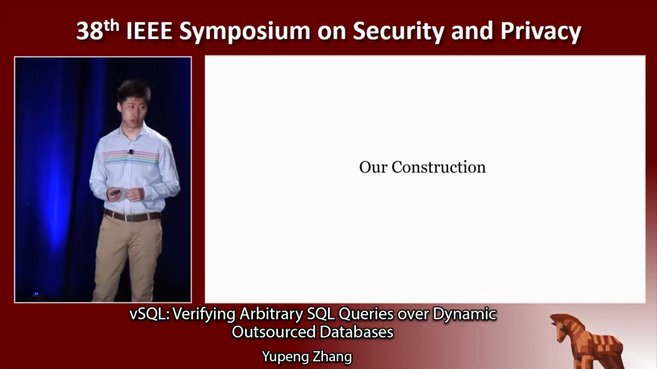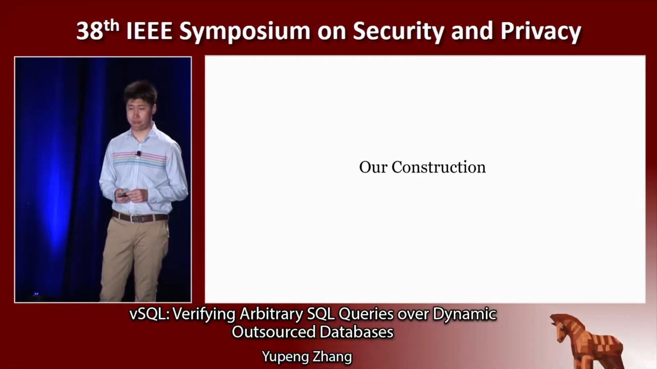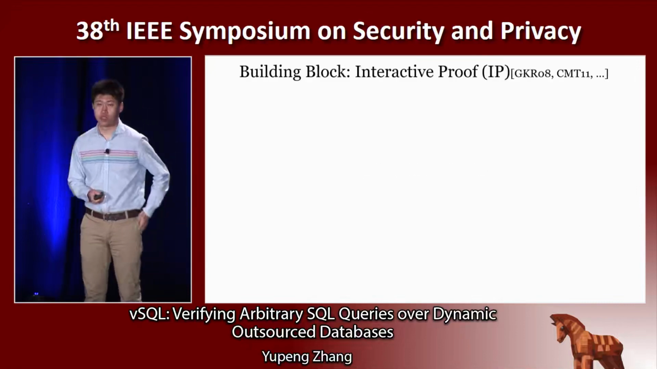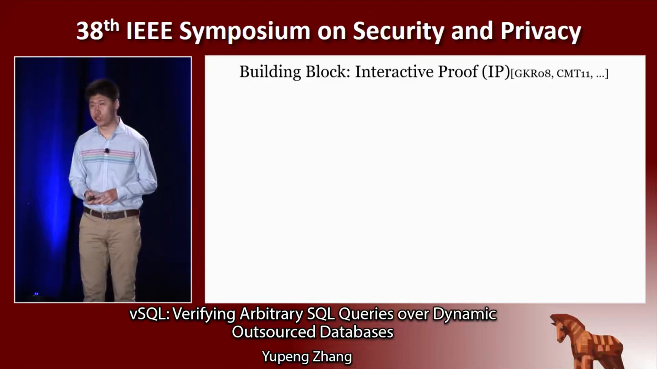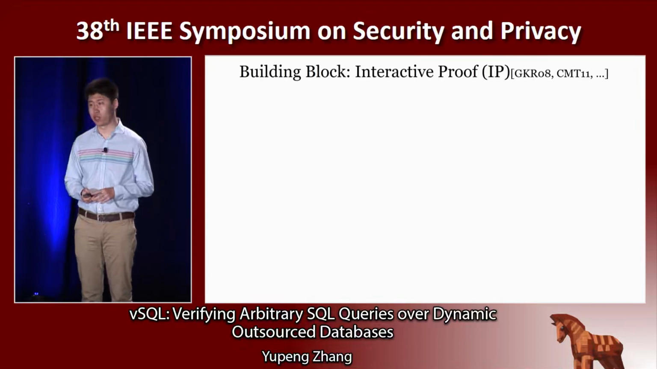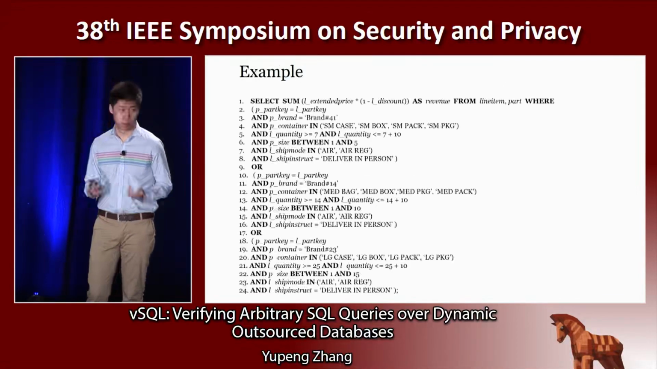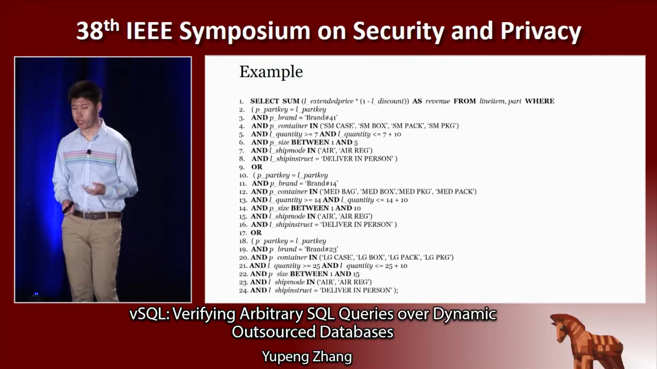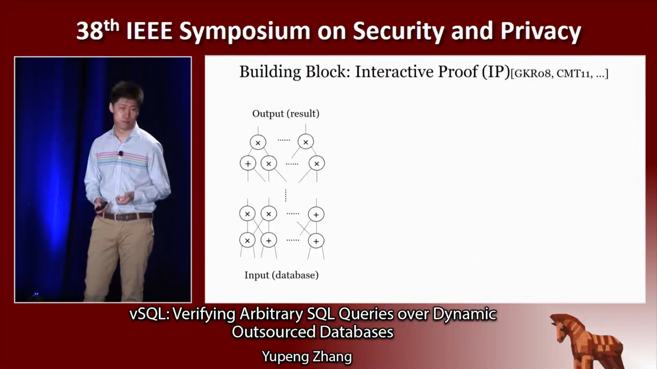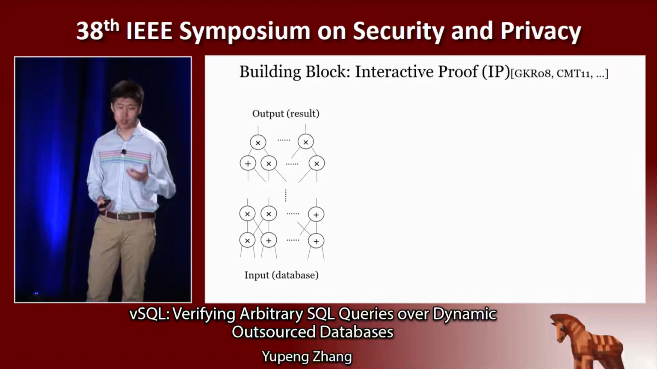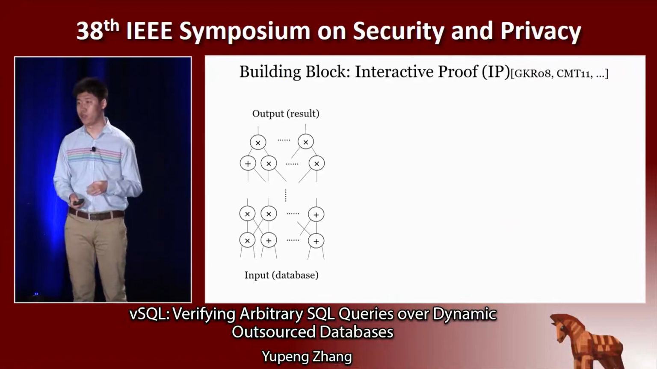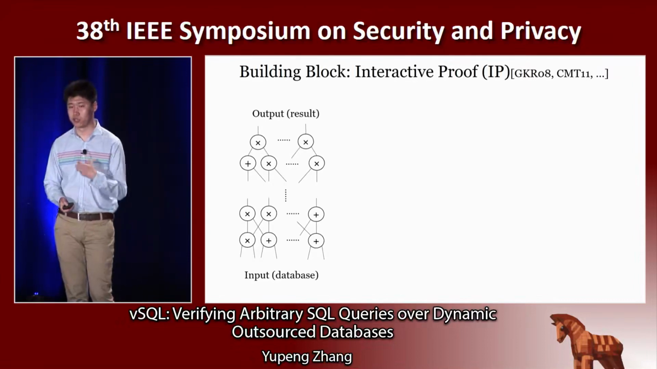So next, our construction. The first thing I want to show you is a major building block of our system called interactive proof. As a cryptographer, when you see a complex query like this, you model it as a circuit. The circuit takes the database as the input and outputs the result of the query. And we want the server to tell us what this result is.